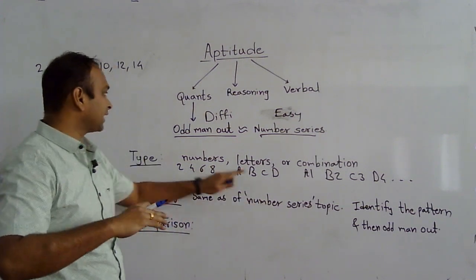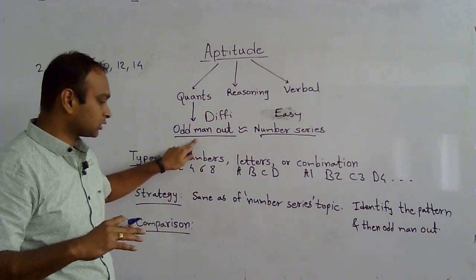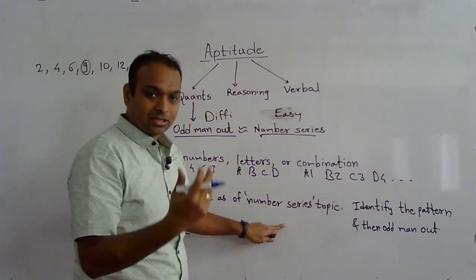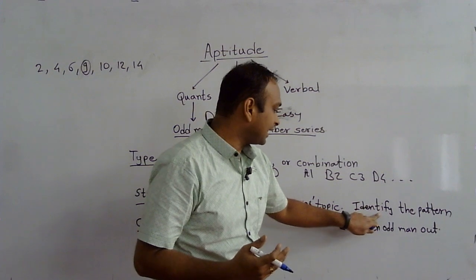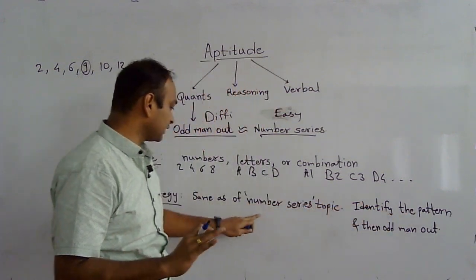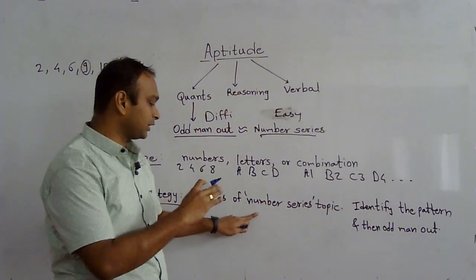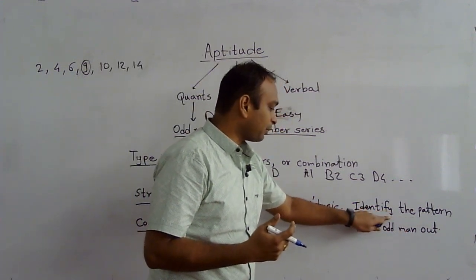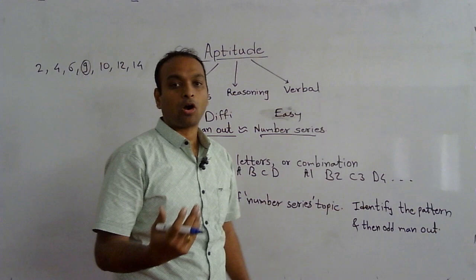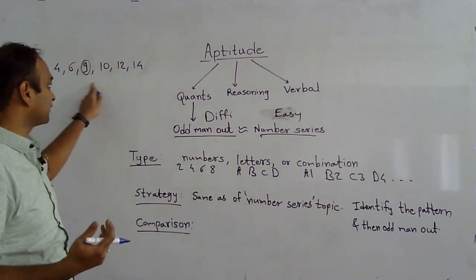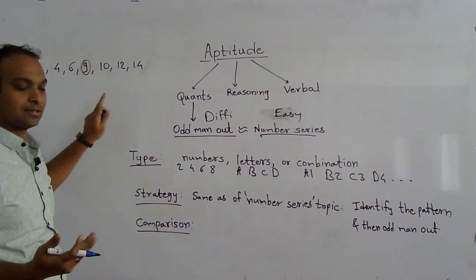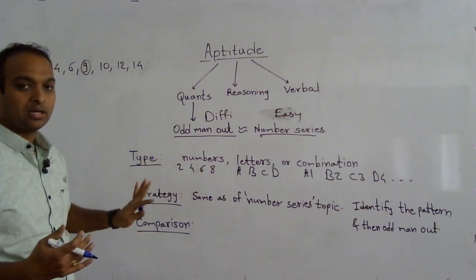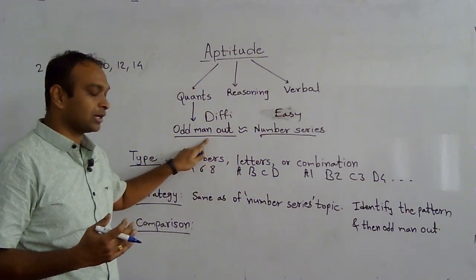The same kind of strategy we can apply here in the odd man out topic. In addition, we have to identify the pattern first by using the strategy that we have already seen, and after identifying the pattern, find the odd term of that series. This is how we can deal with the topic odd man out.